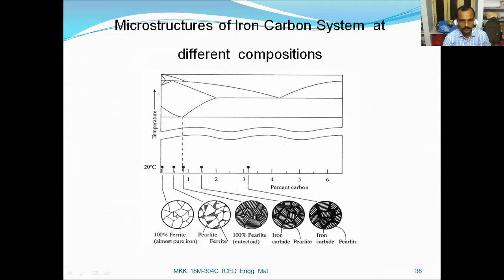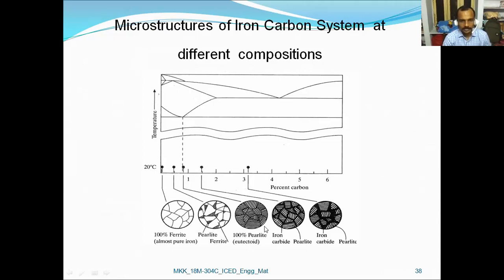This is the structure. The second is here at 20 degrees centigrade only. This is perlite plus ferrite composition. Here we are able to see the changes in the structure. The perlite is the darkest portion and the blank portion is known as ferrite.